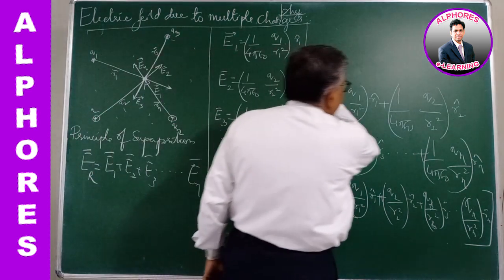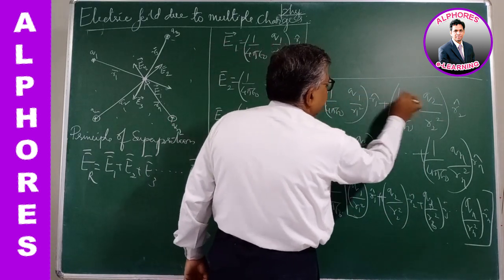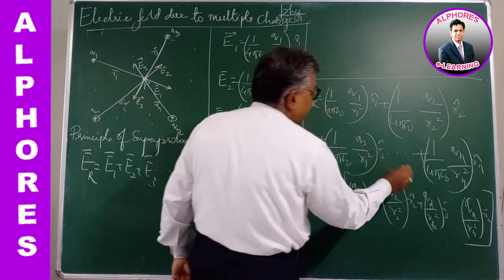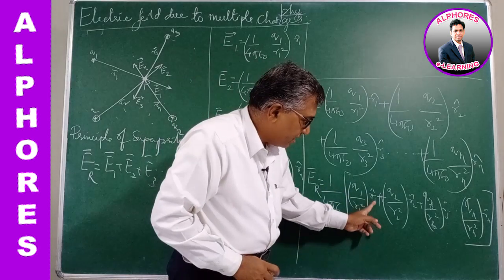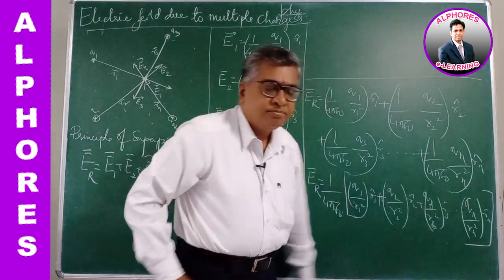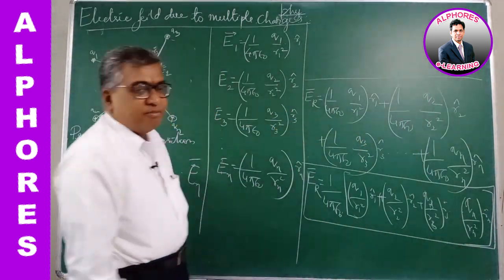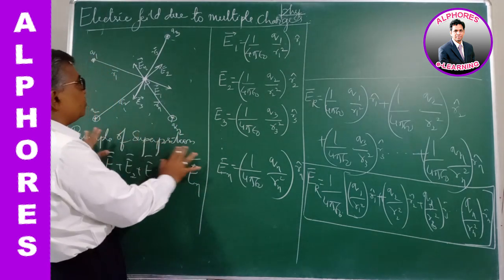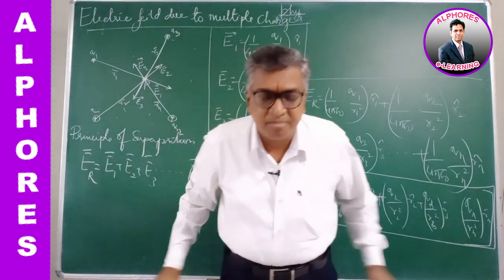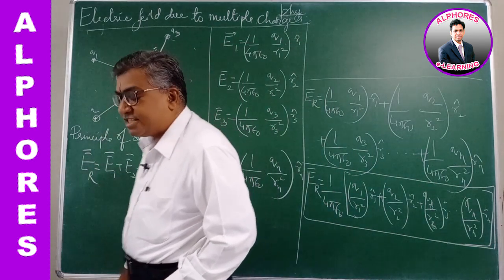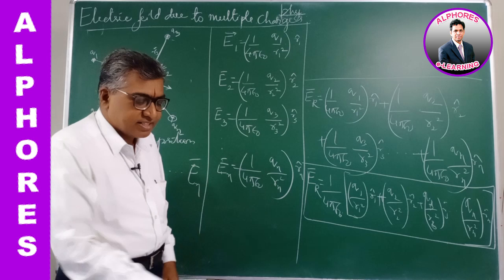So substituting, E resultant is 1 by 4 pi epsilon naught, Q1 by R1 square R1 cap, second one Q2 by R2 square R2 cap, and so on. Now taking 1 by 4 pi epsilon naught common, it's Q1 by R1 square R1 cap, Q2 by R2 square R2 cap, and so on. So this is the resultant electric field intensity at a single point due to n multiple charges placed in the vicinity of the point, applying the principle of superposition.